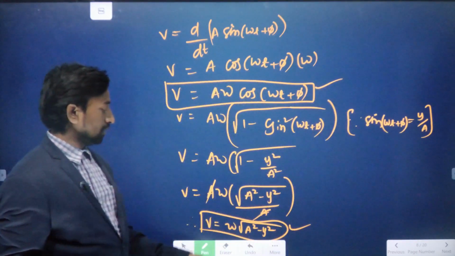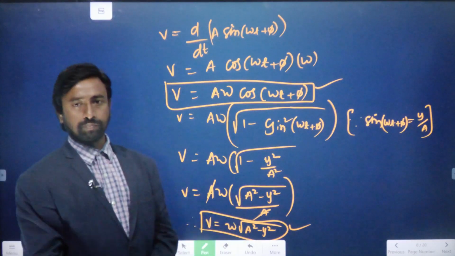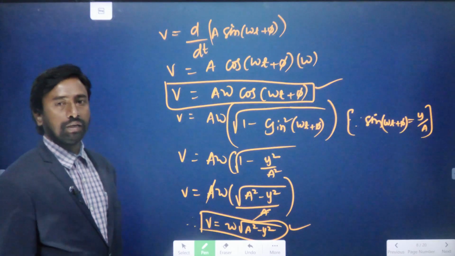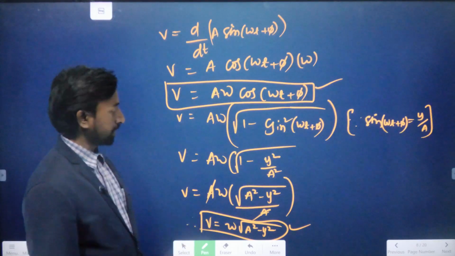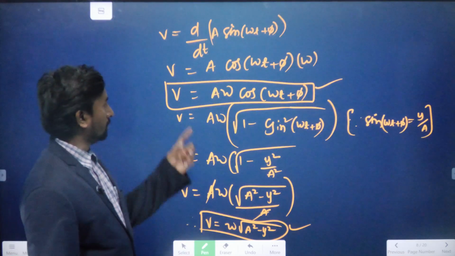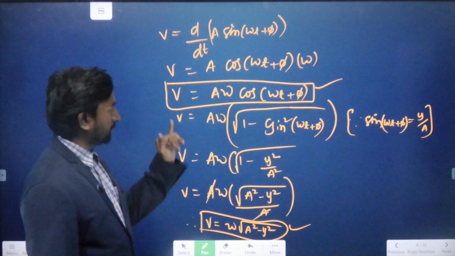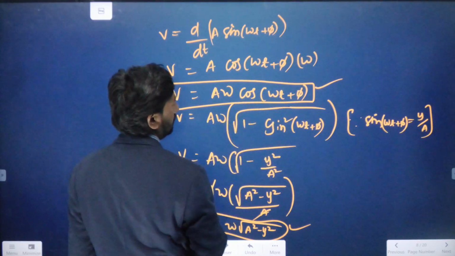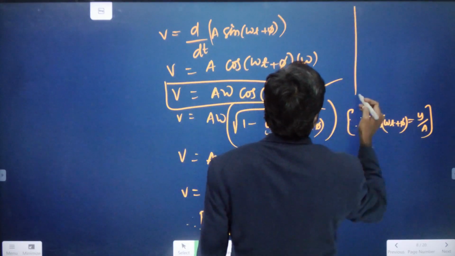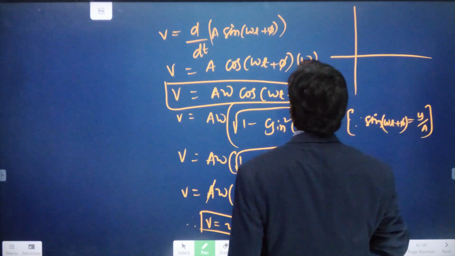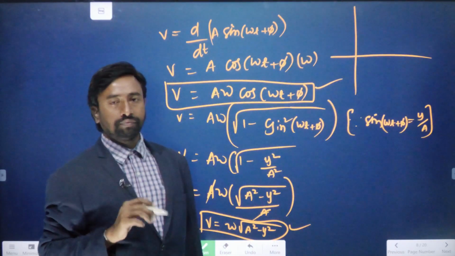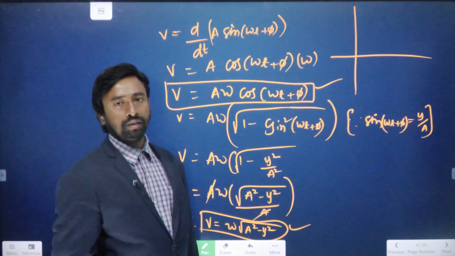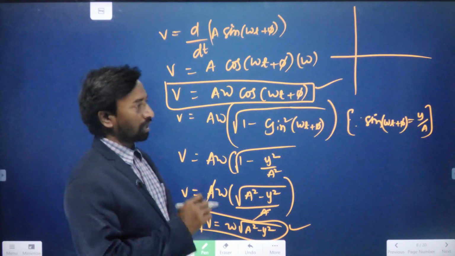Okay, here what is the y? Y is the displacement of the particle in the simple harmonic motion. Okay, this is the equation. So now we are going to get the graph for this equation. To draw the graph, it is a cos function, so the graph of the cos function can be written like this. In a sine function, sine will be 0 when theta is 0 degrees, so it starts from 0 there.